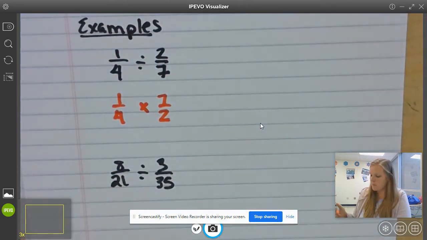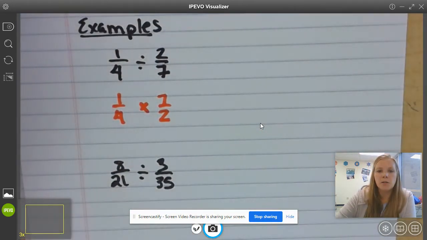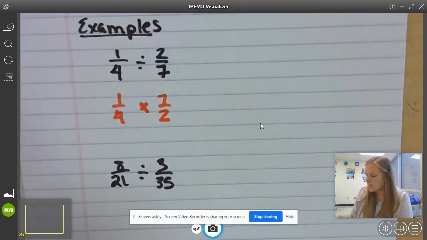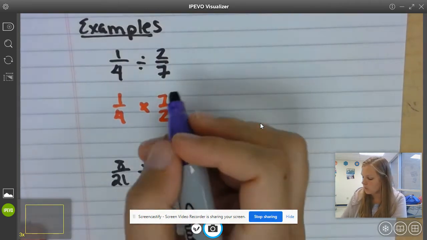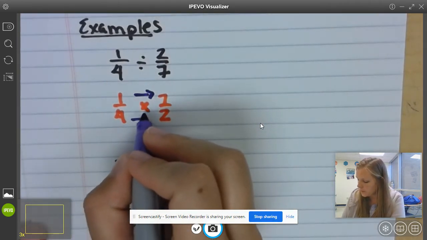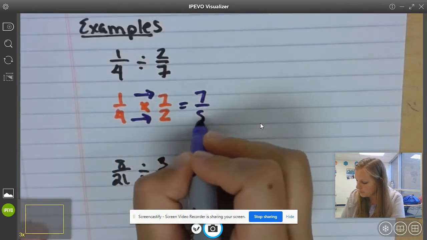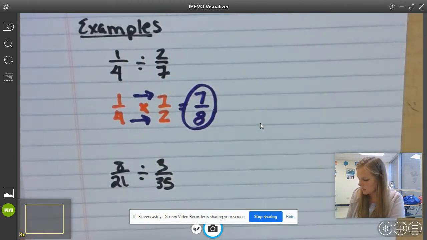And then we have to remember our multiplying fraction rules. Multiply fractions, remember we try to cross cancel. There's nothing I can take out of a 2 and a 1 or a 7 or a 4. So then we just do top times top over bottom times bottom. And we're left with 7/8.